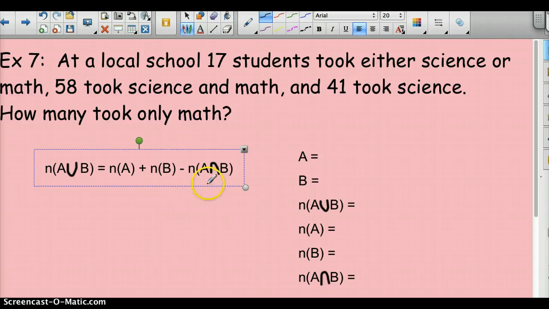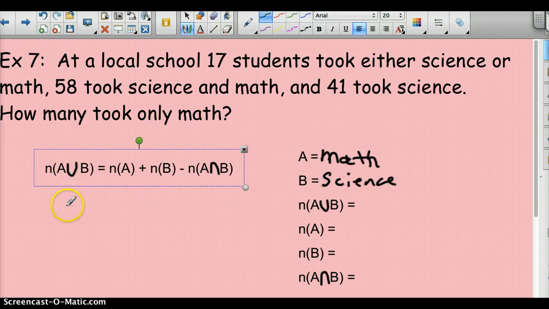Got one more example for you to make sure you're good with this. It says at a local school, 17 students took either science or math, 58 took math and science, 41 took science. They want to know how many took math. Well, we're talking about two things again, math and science. I'll make A the math. It doesn't really matter which one's which, but it is important that you define them and write it out for me. This must be there on your paper, or I cannot mark you right. B is going to be the science.